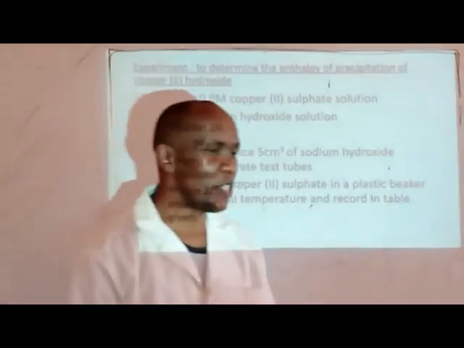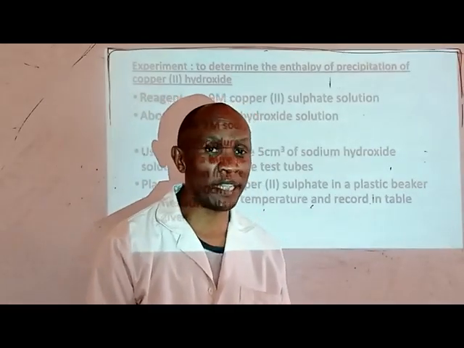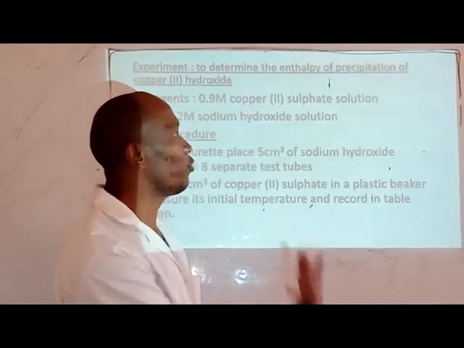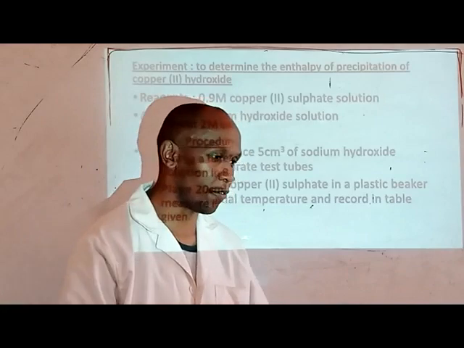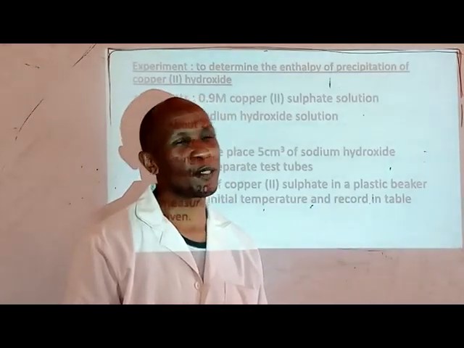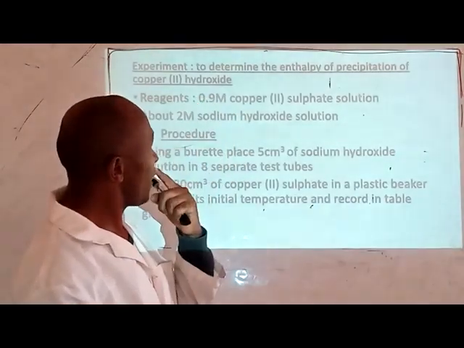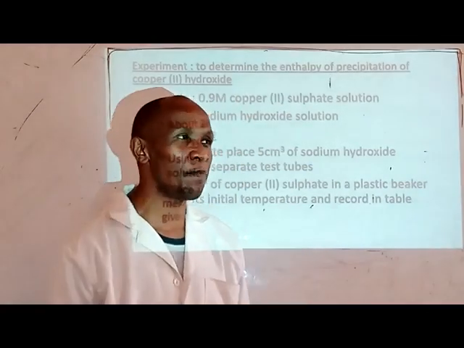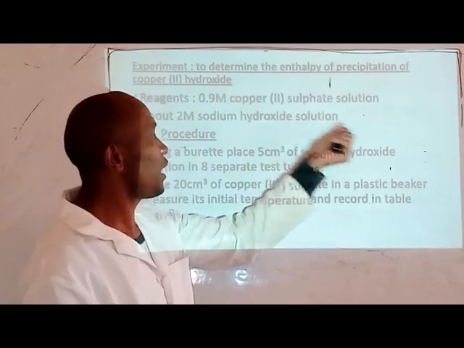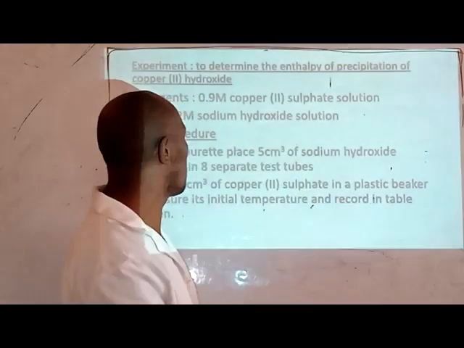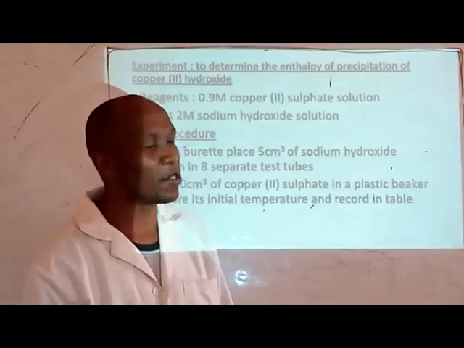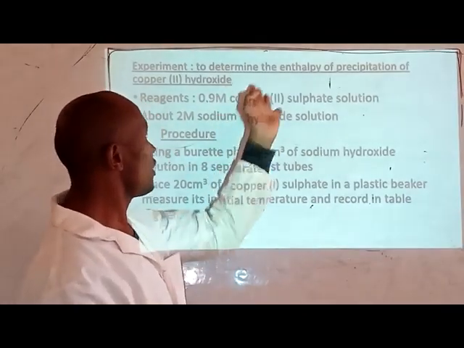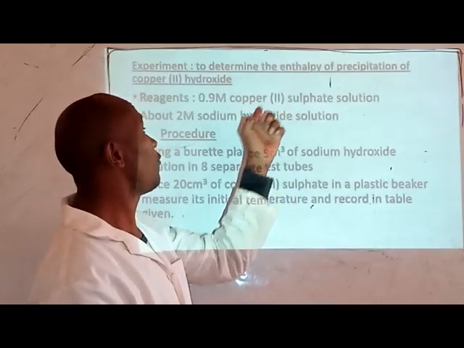So the next thing that we need to do is to experimentally determine the enthalpy of precipitation. And I've chosen to experimentally determine the enthalpy of precipitation of copper 2 hydroxide. For the person preparing the reagents, you can prepare 0.9 molar copper 2 sulfate and around 2 molar sodium hydroxide. The experiment will work as long as we don't have equal halves of these.